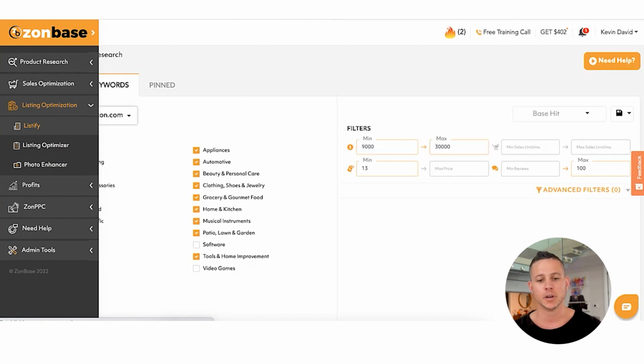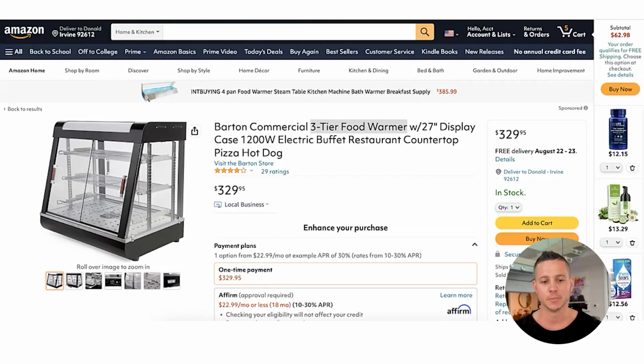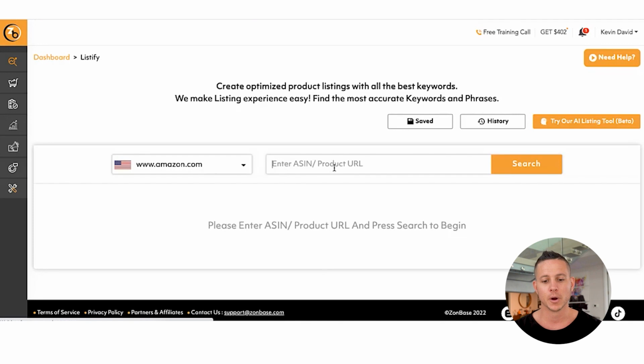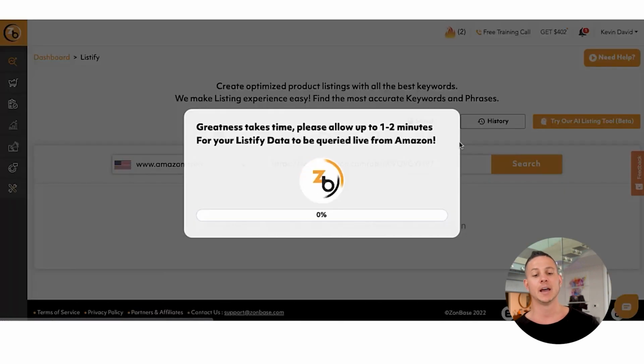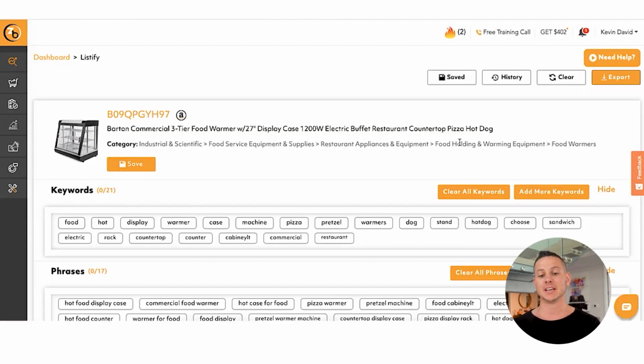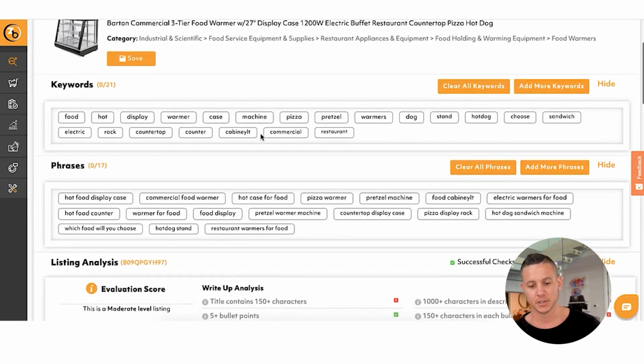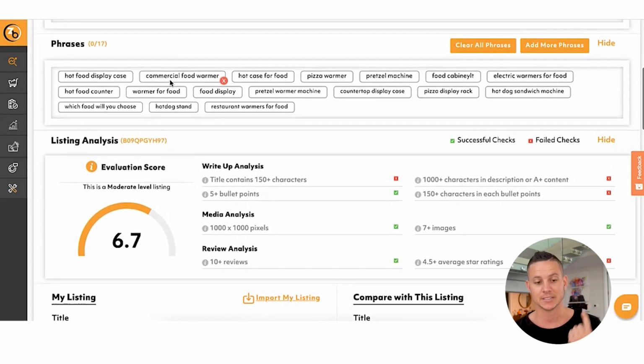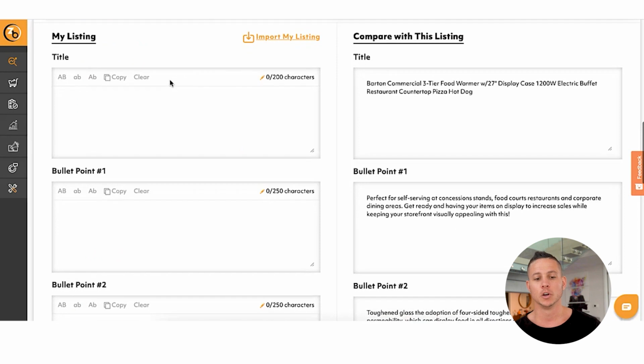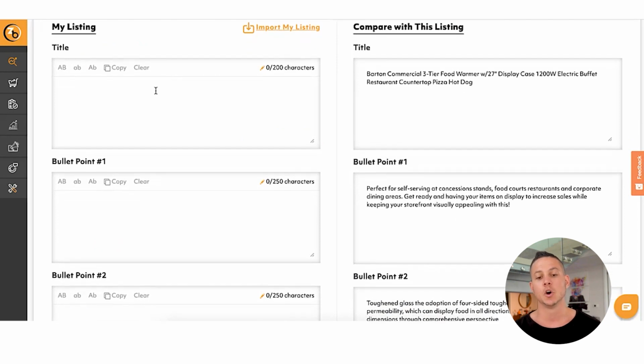Now, what we're gonna do is we are going to actually take this URL from this product that we just copy and pasted, and we're gonna paste it directly into Listify. And now what's gonna happen is Zonbase is actually going to import this particular listing, their keywords, their phrases, the listing analysis, all these sorts of things, so that we can actually go about writing out our own listing for this product, knowing that this is one of the best-selling, highest-ranking products organically according to Amazon.